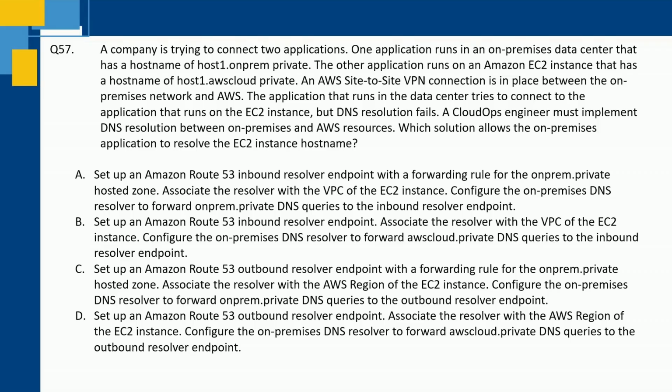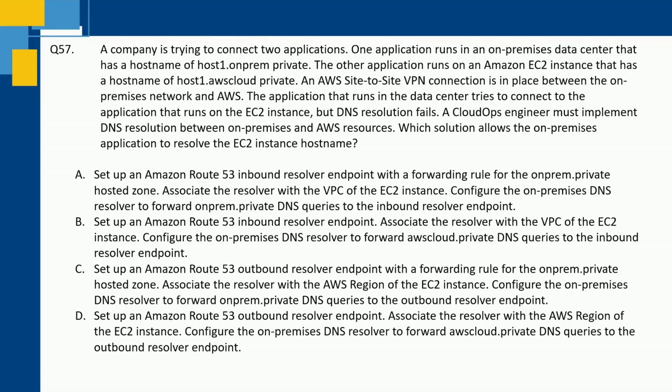Now the second option is set up an Amazon Route 53 inbound resolver endpoint. Associate the resolver with the VPC of the EC2 instance. Configure the on-premises DNS resolver to forward awscloud.private DNS queries to the inbound resolver endpoint. Third option is set up an Amazon Route 53 outbound resolver endpoint with a forwarding rule for the onprem.private hosted zone. Associate the resolver with the AWS region of the EC2 instance. Configure the on-premise DNS resolver to forward onprem.private DNS queries to the outbound resolver endpoint.